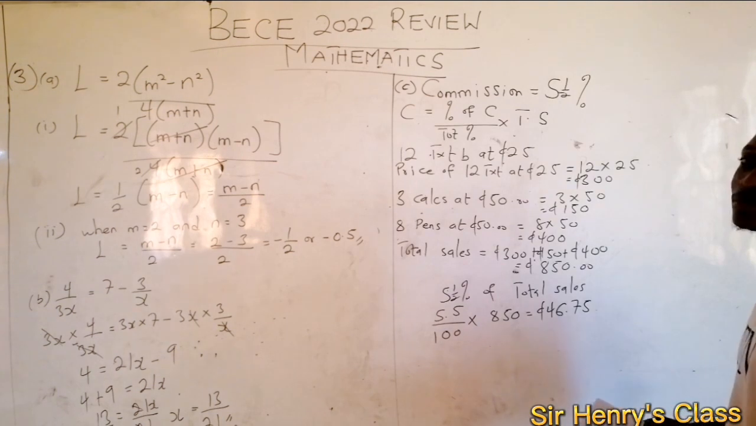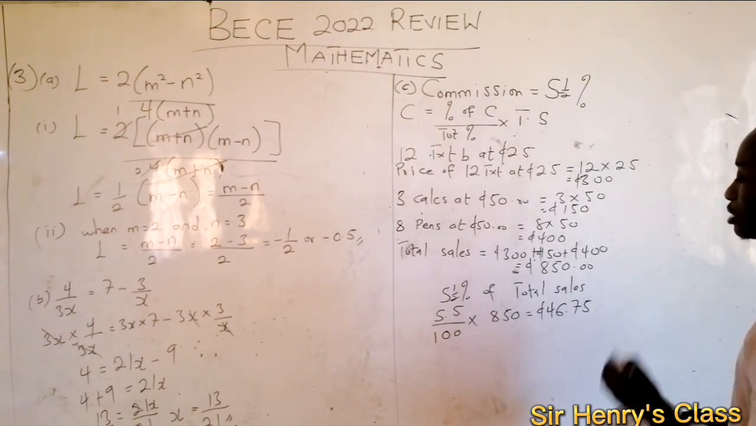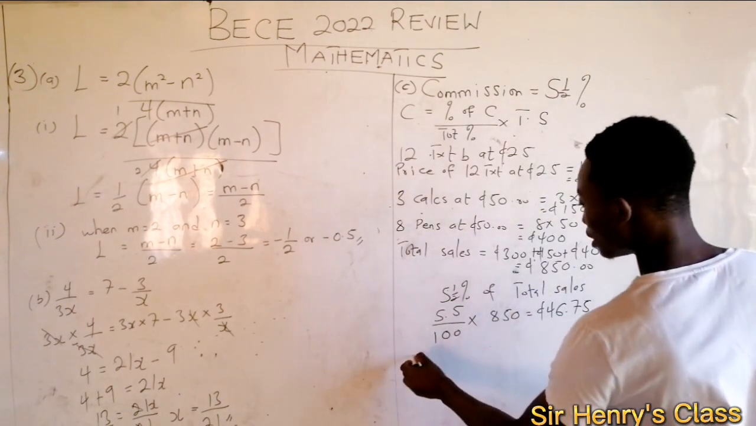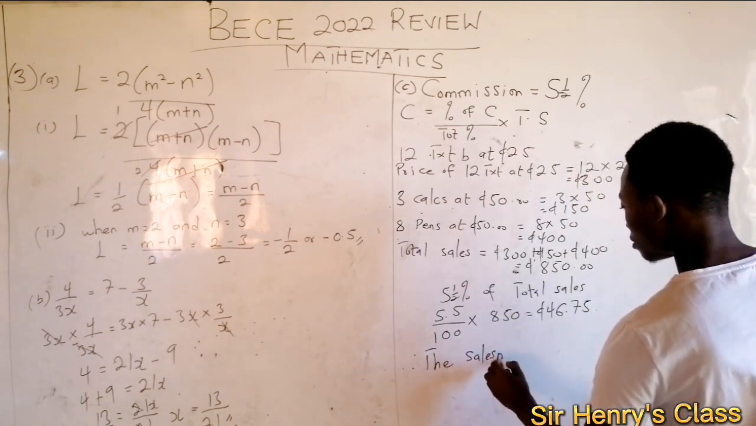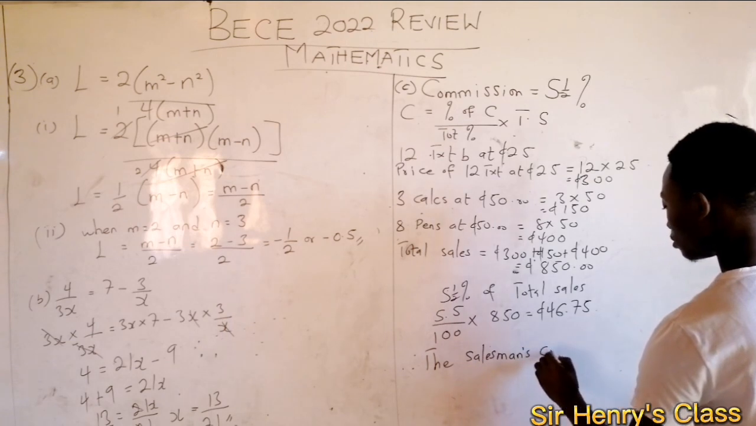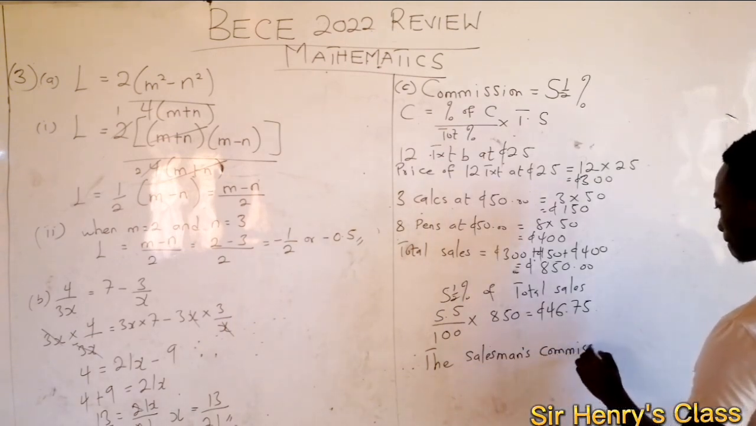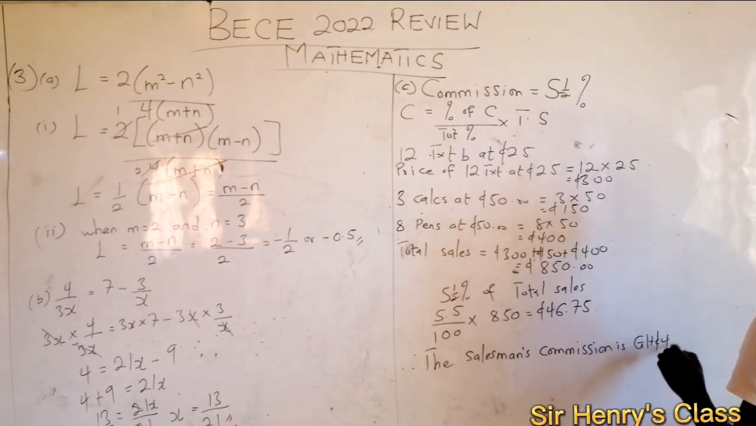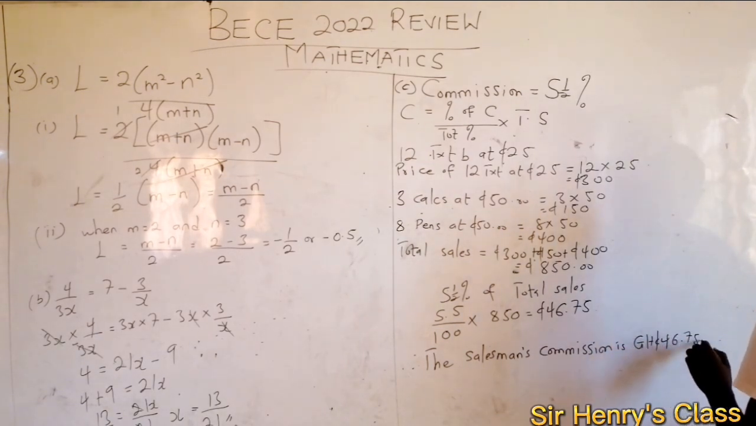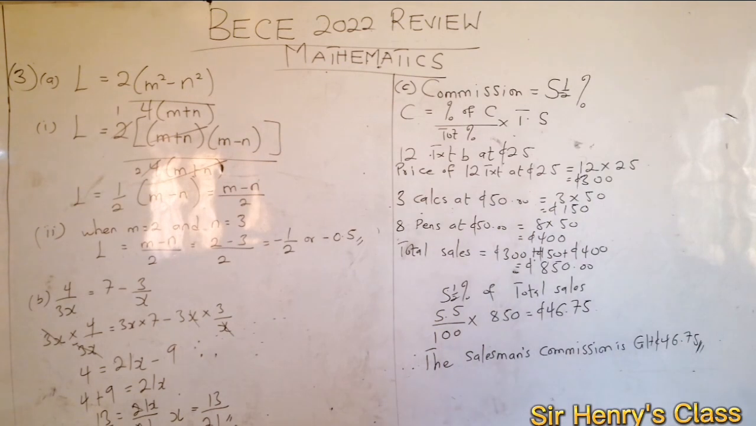46.75 pesos. 75 pesos. And this is the commission for the month. So therefore, the salesman's commission is, what is this going to be? 75. Yes, I believe you are okay.